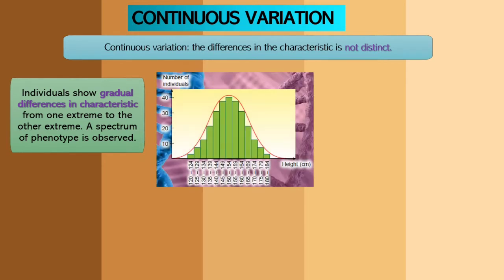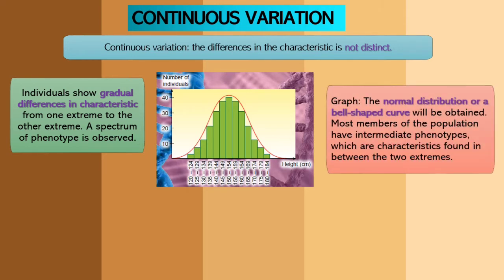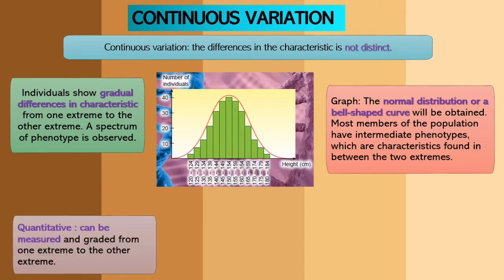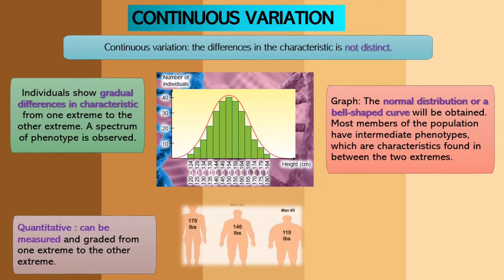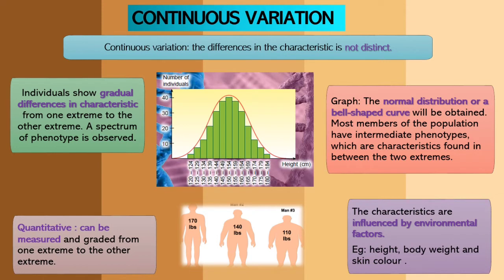So when we plot the graph, continuous variation shows a normal distribution, or a bell-shaped curve will be obtained. Most members in the population have an intermediate phenotype, which are characteristics found in between the two extremes, such as the data of height. They are quantitative, can be measured and graded from one extreme to the other extreme. And the characteristics are influenced by environmental factors.